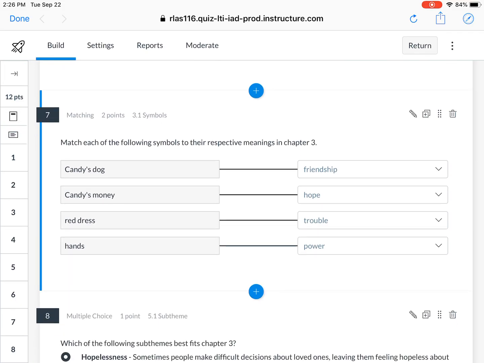A lot of you guys did a good job with this one, matching the symbols to what they represent. So Candy's dog represents friendship. Candy's money represents hope for the characters in the story. The red dress represents trouble. And hands, just like with Candy's missing hand, that represented how he doesn't have strength. The hands in this story, the hands of Curly and of Lenny, represent power, especially of Lenny's, because he crushed Curly's hand inside of his own. So that represents power.